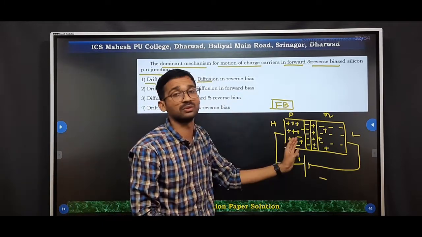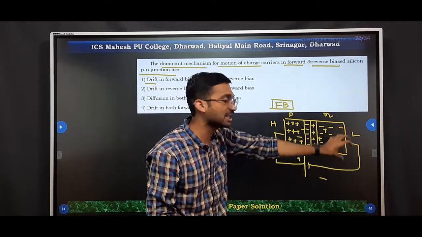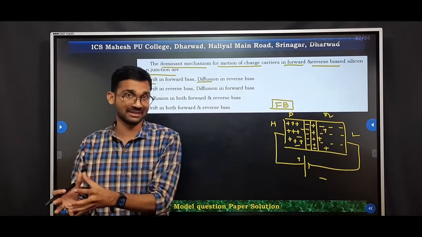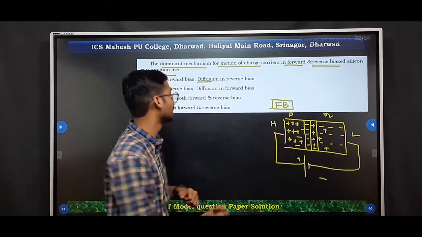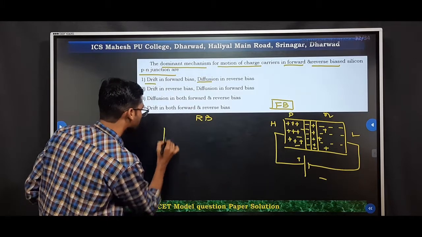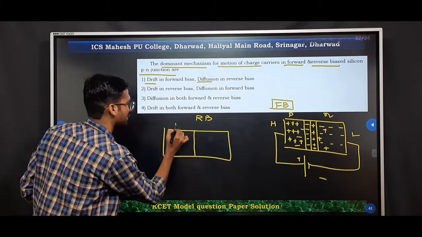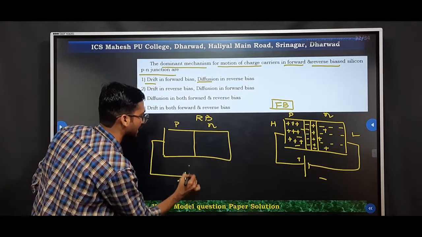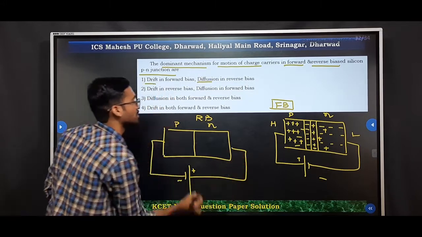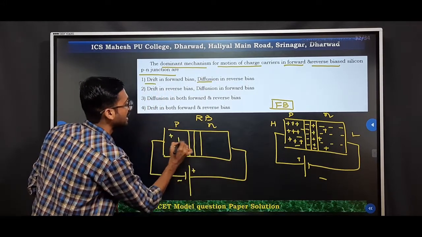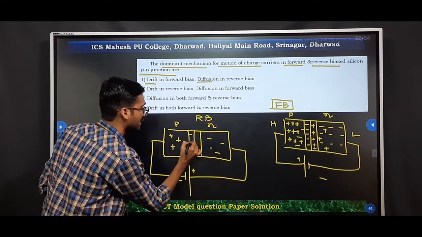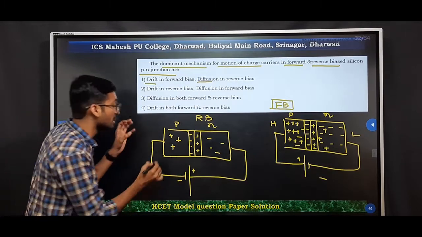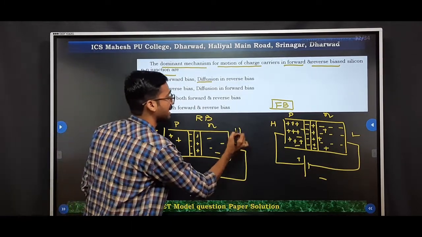That is, motion of the holes from P to the N side. Similarly, electrons from N to the P side also move by the diffusion process. But if I get into the reverse bias condition, again at one side we have P and the N. The only change I make here is that the P side is connected to the negative and the N side is connected to the positive. Here we have a depletion layer, here the majority charge carriers, and here the minority charge carriers. But what will happen under the reverse bias condition? This will be at a lower potential and this will be at a higher potential.